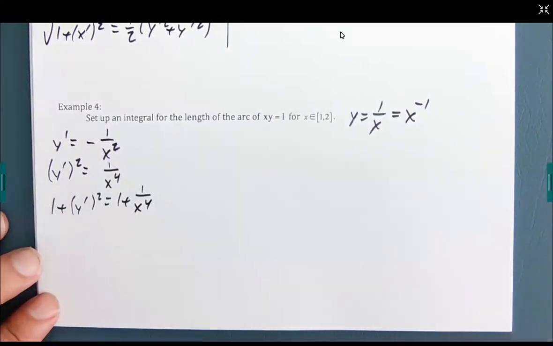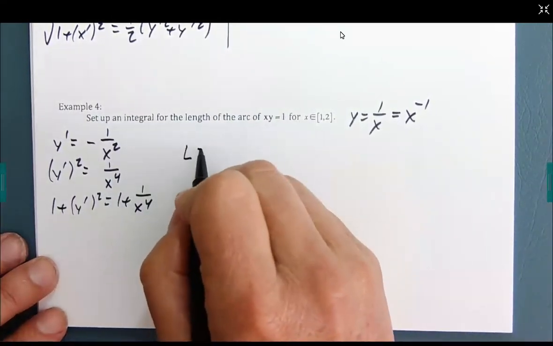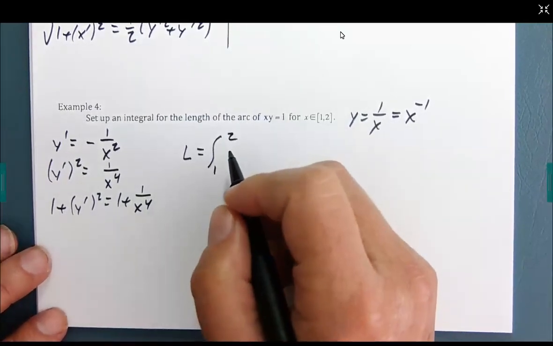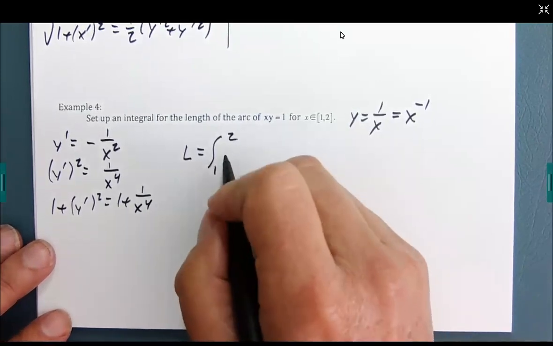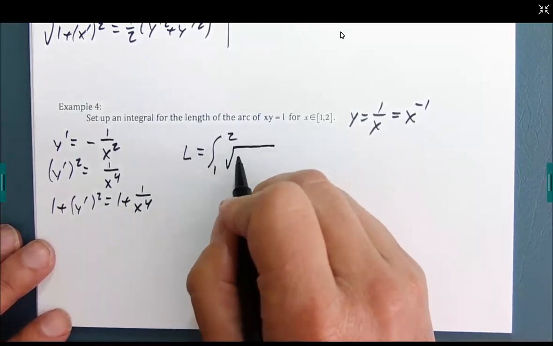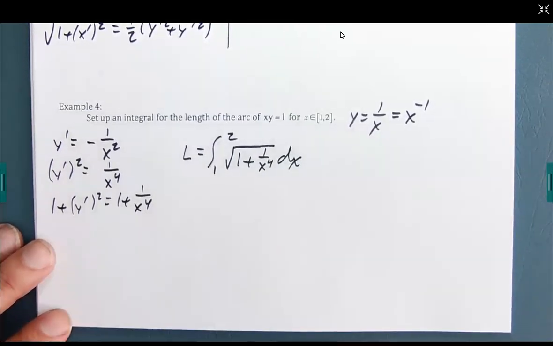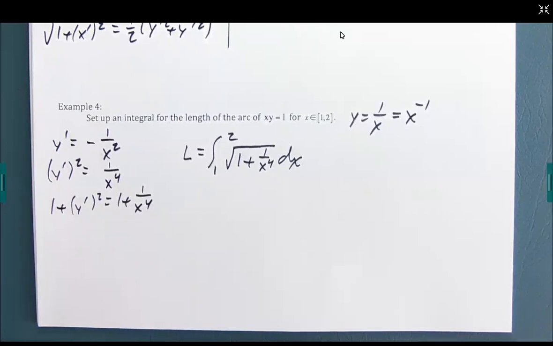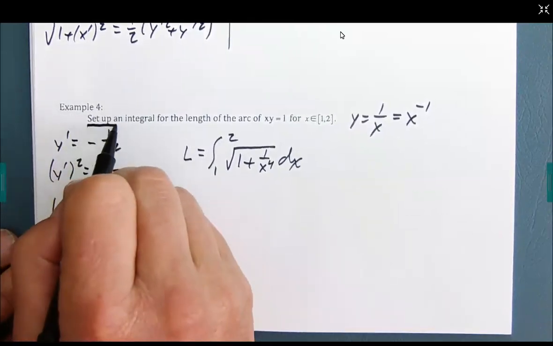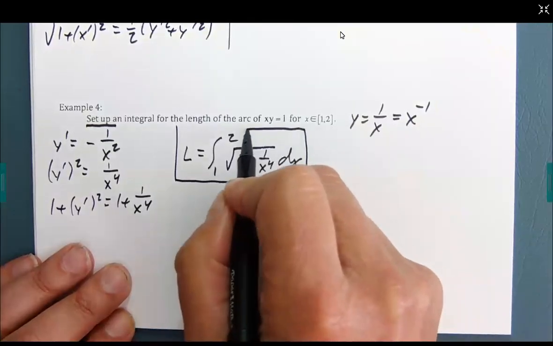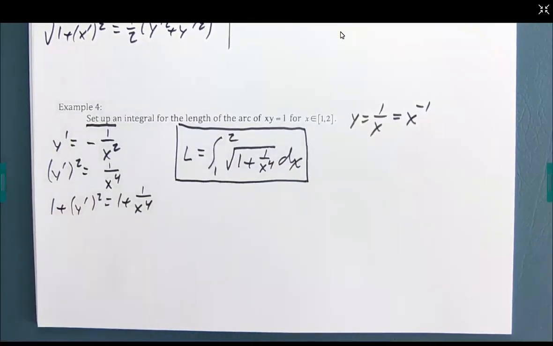So we're there. So my integral for the arc length is going to be the square root of 1 plus 1 over x to the 4th dx. And this one just wants the setup, so make sure you read the directions. A lot of teachers, this is a common thing to do. They're less interested in your integration skills at this point, since you just went through chapter 7, and more about the setup skills. So I really hope that that helps out.